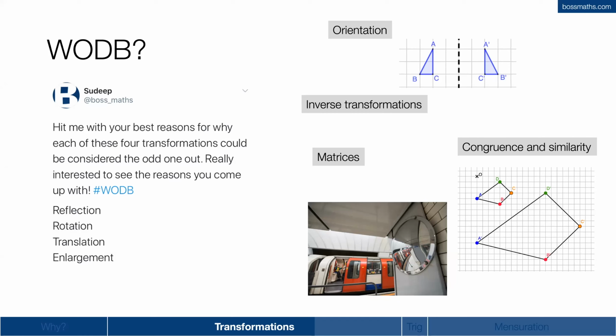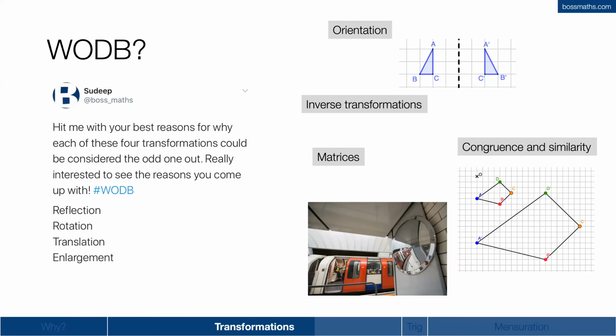And there were also some replies about congruence and similarity, with the claims that rotation, translation, reflection, these top 3, always give you a congruent shape, whereas enlargement won't always do that. With enlargement, you'll get a similar shape, but it won't always be congruent. You'll make it larger or smaller.